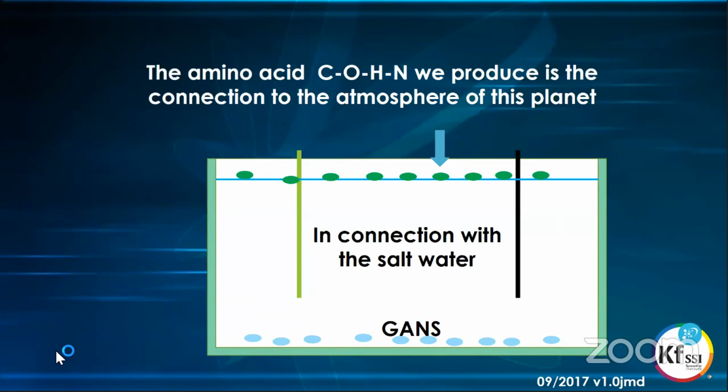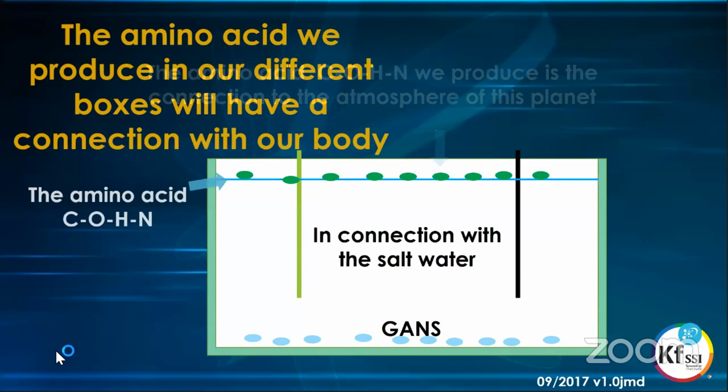So the amino acid that forms on our boxes on the water is the connection to the atmosphere of this planet. It gives you your carbons, oxygens, hydrogens, and nitrogens. And it's in connection with the salt water, and we then have the Gans. So the amino acid we produce in our different boxes will have a connection with our body. Depending on what condition, which Gans we're making, it's going to have certain connections with our body, certain applications. And a lot of this comes down to health applications as to when and where we will use these amino acids.